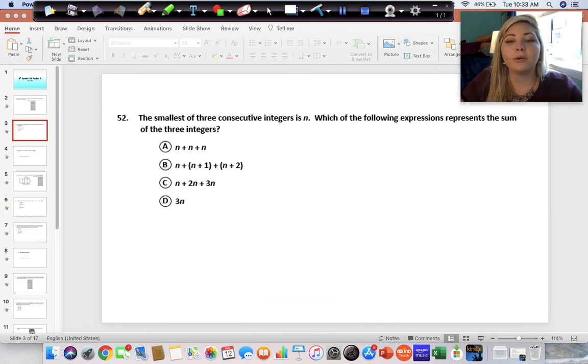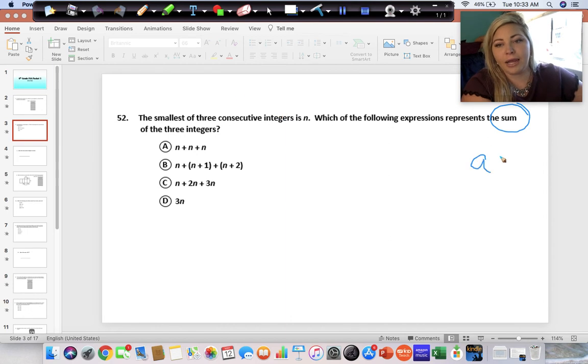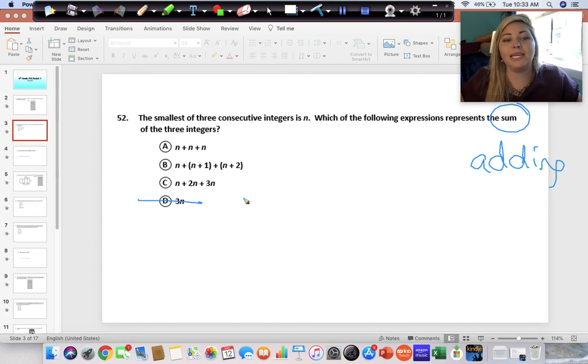Okay, so it says the smallest of 3 consecutive integers is n. Which of the following expressions represents the sum of the 3 integers? This is a huge clue. Sum. Sum means we are adding. So you can go ahead and take off D, because D is not adding. And then C, we are multiplying 2 times n and 3 times n, not adding.